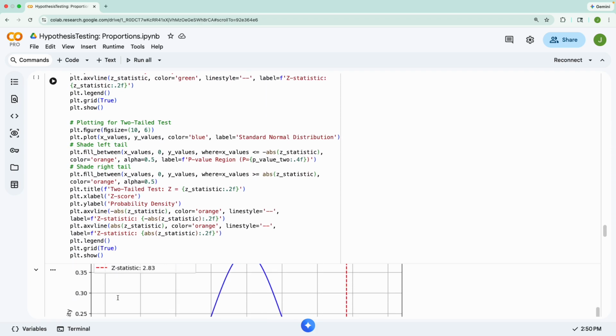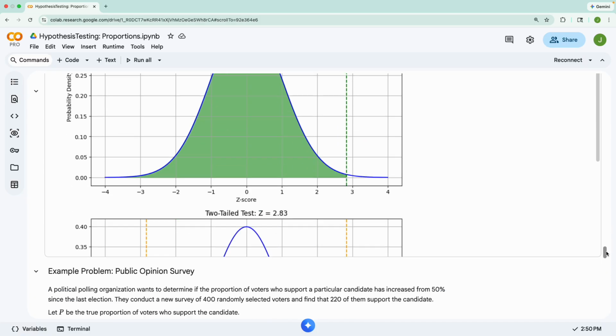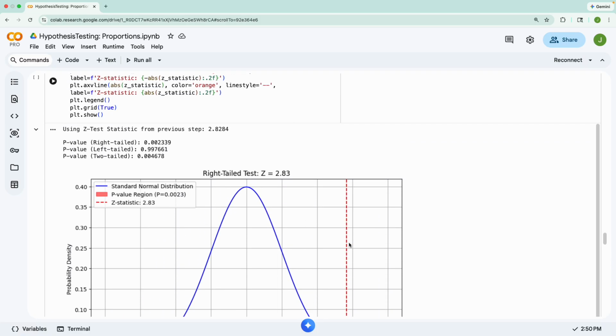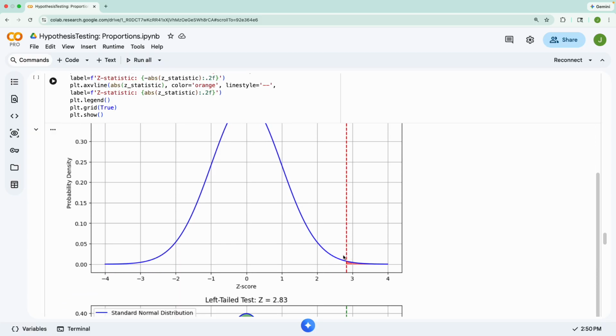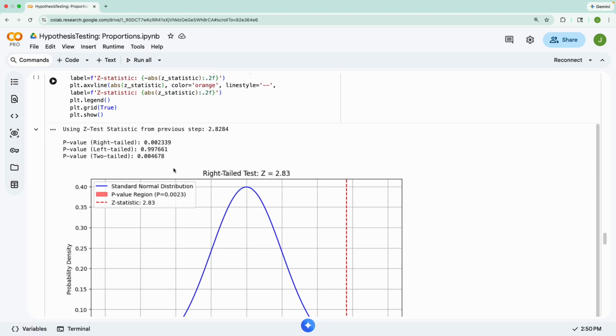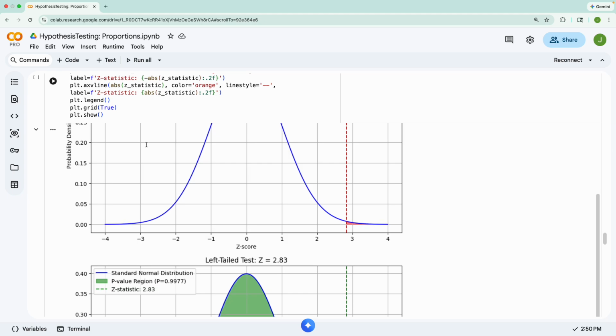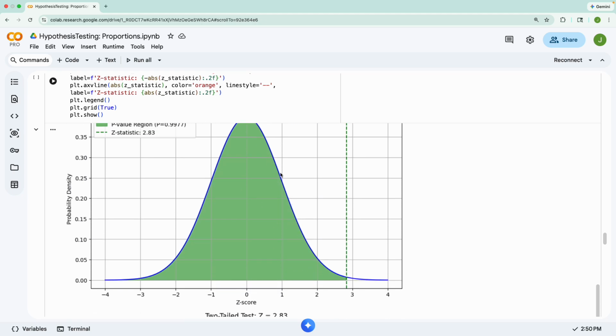Now I'm going to go ahead and show you. So a right-tailed test would correspond to this area here. And we can see that the p-value of this right-tailed test is 0.002. So if our significance level was 5%, we'd reject it. Now for our left-tailed test, our rejection region is to the left here. So just keep that in mind.